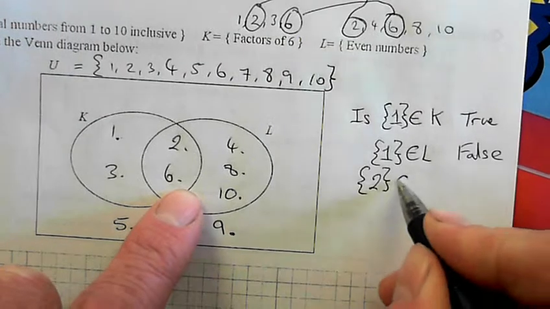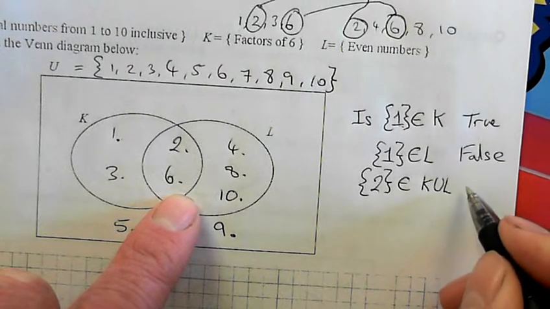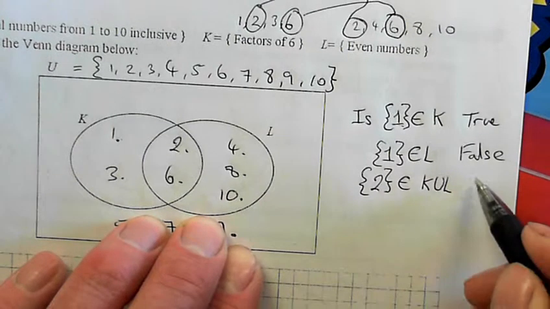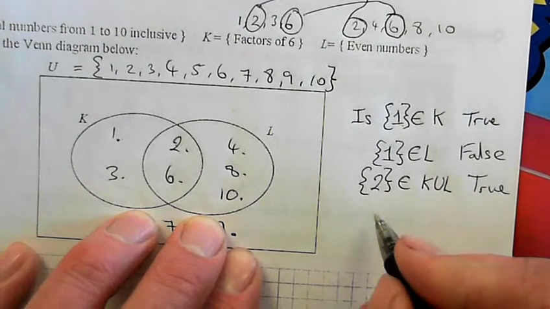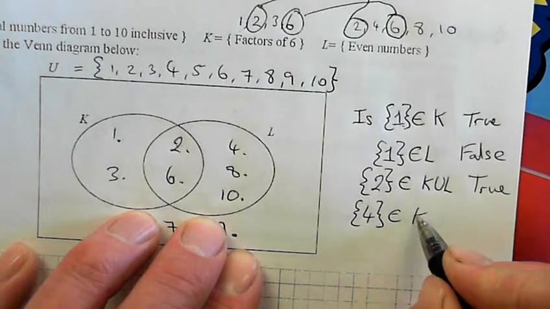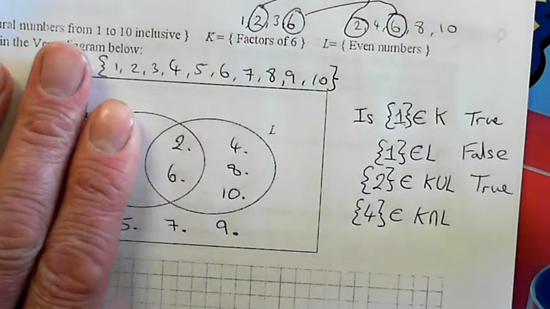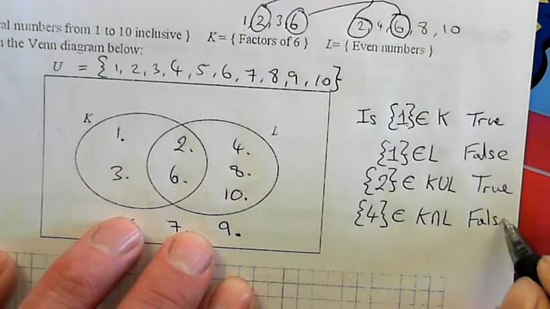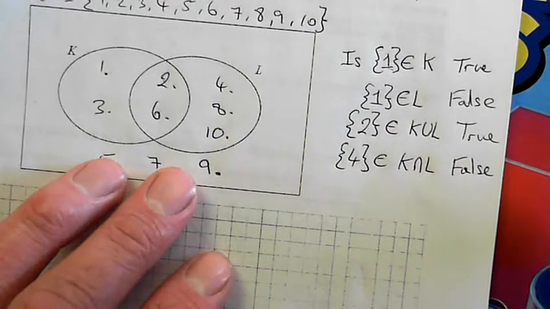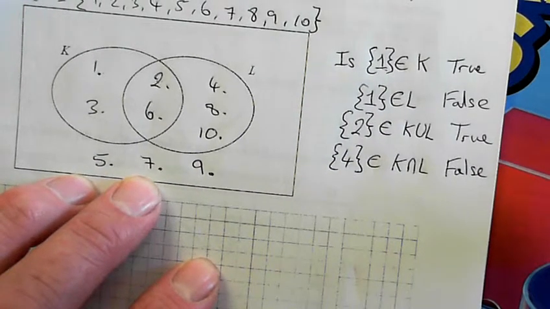Is 2 an element of K union L? Yeah, K union L is all of these numbers up here. Is 2 an element of it? Yeah. Is 4 an element of K intersection L? K intersection L is 2 and 6. It's false. Another question. So that's element of.